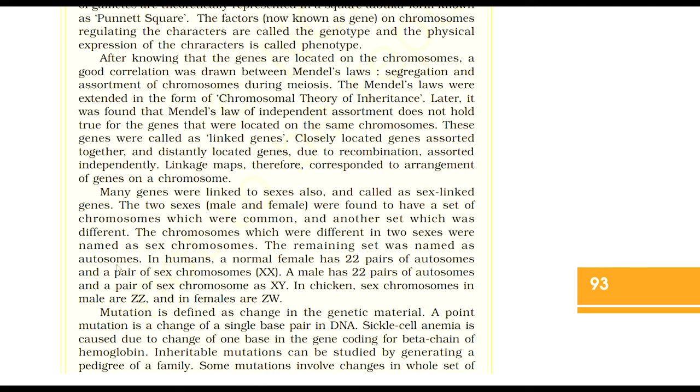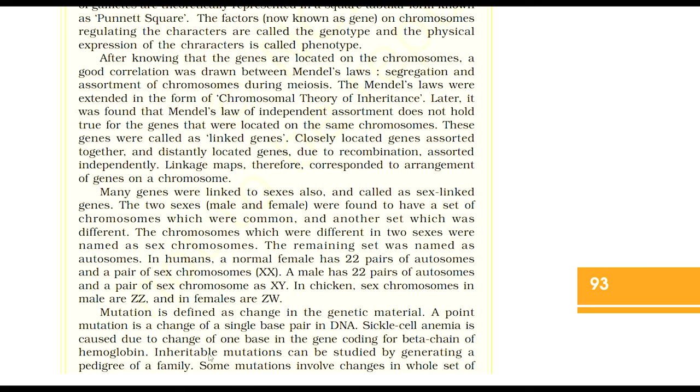In humans, a normal female has 22 pairs of autosomes and a pair of sex chromosomes, capital X, capital X. A male has 22 pairs of autosomes and a pair of sex chromosomes, capital X, capital Y. In chicken, sex chromosomes in male are capital Z, capital Z, and in females are capital Z, capital W. Mutation is defined as change in the genetic material. A point mutation is a change of a single base pair in DNA. Sickle cell anemia is caused due to change of one base in the gene coding for the beta chain of hemoglobin.